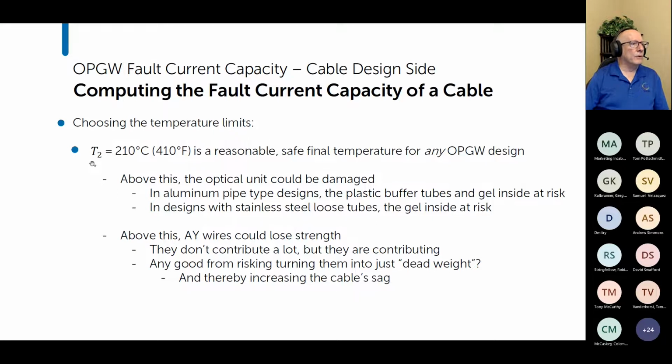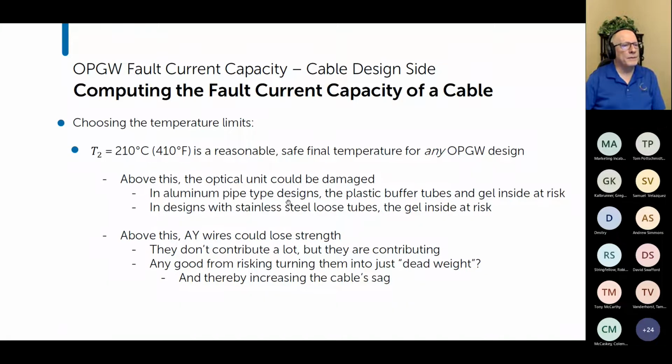What about T2? Well, what had been generally used is 210 degrees C. Now, this had crept up. When I first started working with OPGW, everybody used 180, and then it became 200, and then it ended up at 210. And that's a reasonable, safe final temperature for any OPGW design. The reason for this is that above that, the optical unit could be damaged. It doesn't matter what type of cable it is.